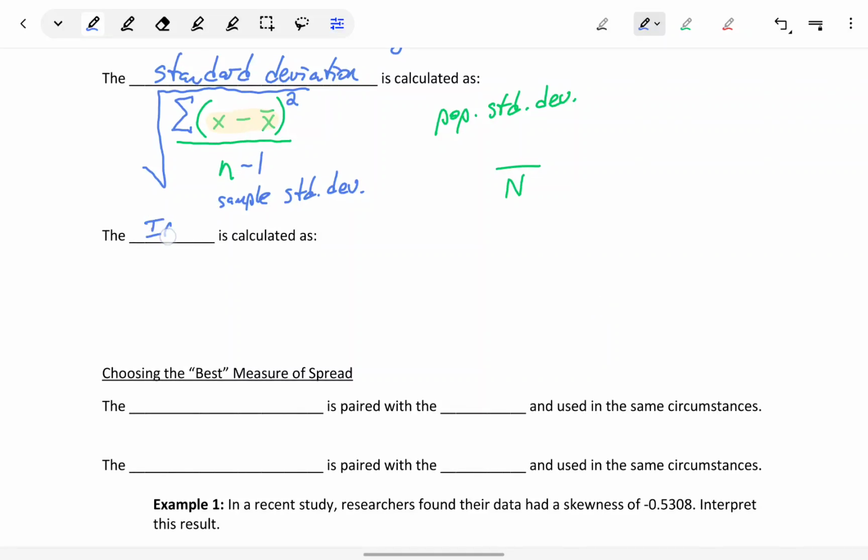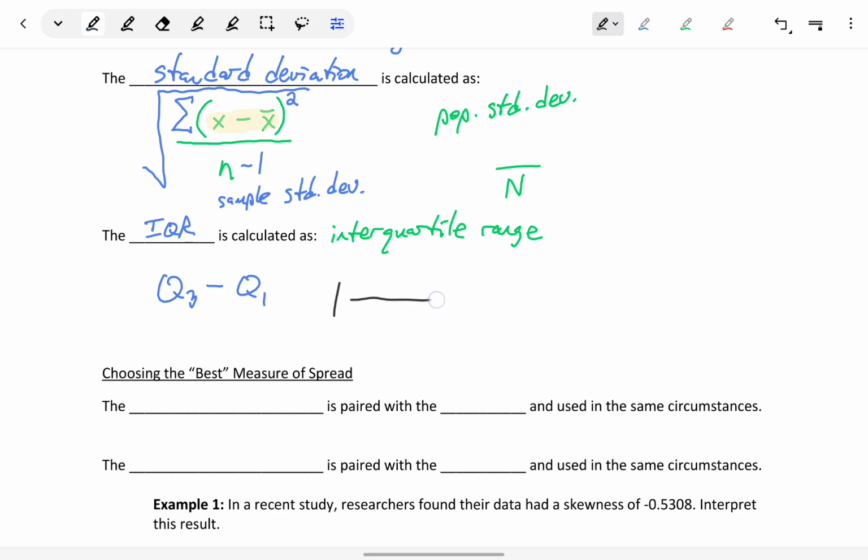The IQR, which is short for interquartile range, is calculated as Q3, the third quartile of our data set, minus Q1, the first quartile.